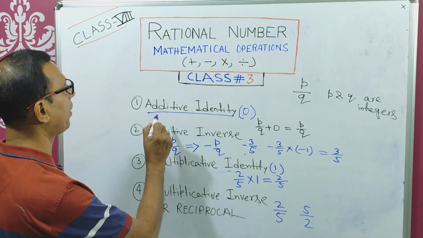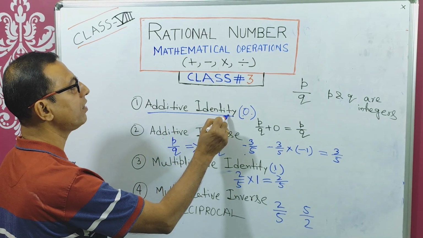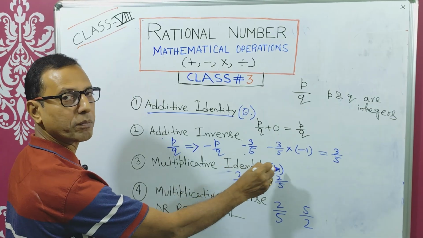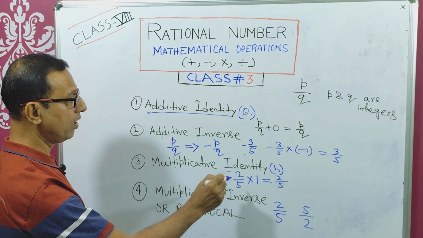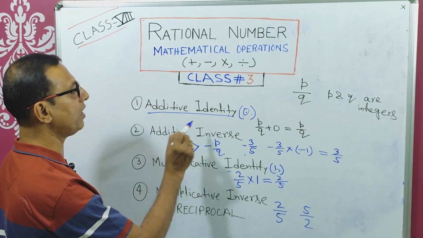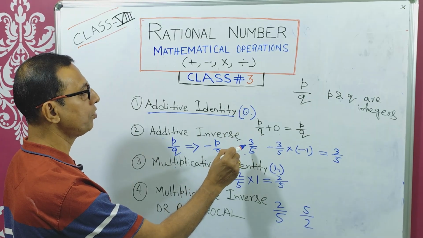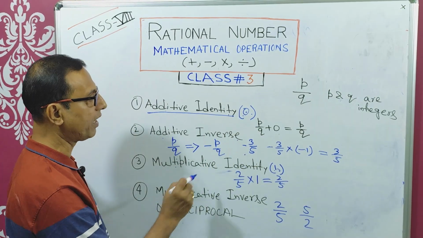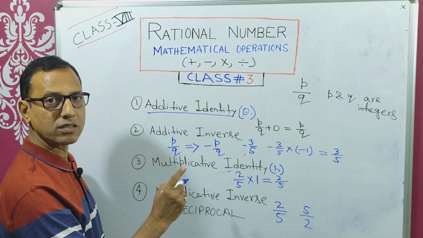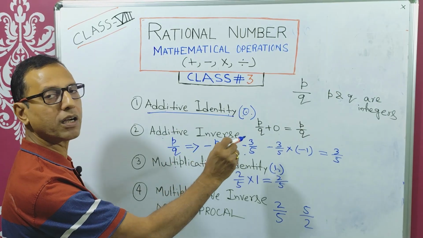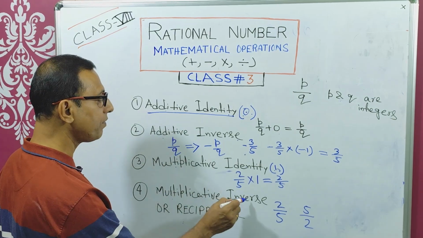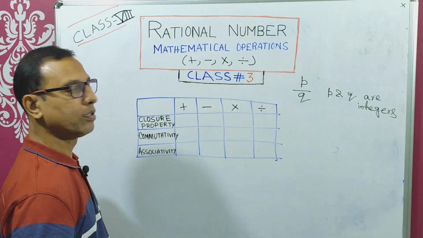So these 4 terms you need to remember. Additive identity, for addition and subtraction, it is 0. Multiplicative identity, it is 1, for multiplication and division, both cases. If you multiply with 1 or divide by 1, the number remains the same. Additive inverse is the negative of the given rational number. Negative means you need to multiply the rational number with minus 1. So if the rational number is negative, the additive inverse will be positive, just changing the sign. And multiplicative inverse is the reciprocal, right?